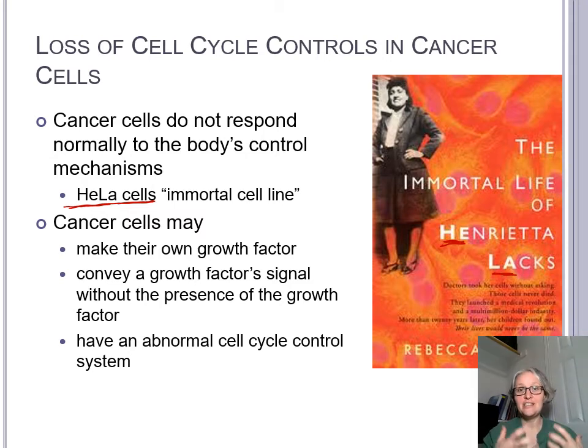Again, it's because these cells are cancer cells. So what they're doing is they're making their own growth factor, or they might be telling the cells to divide without a growth factor being there, or they might have an abnormal cell cycle control system.